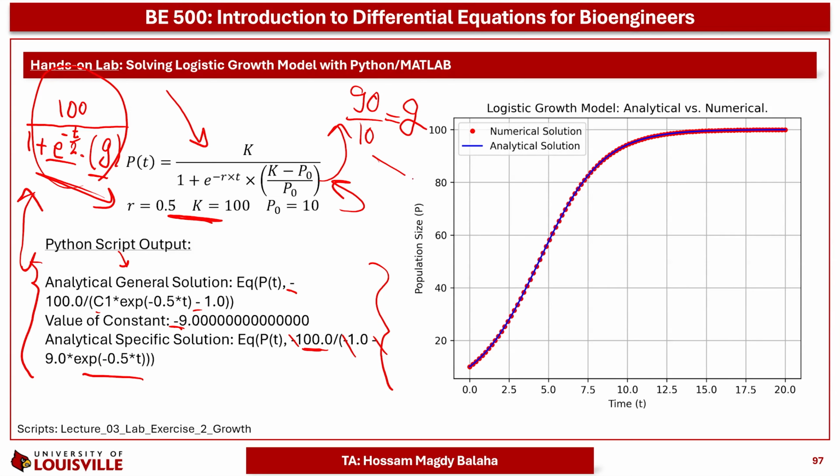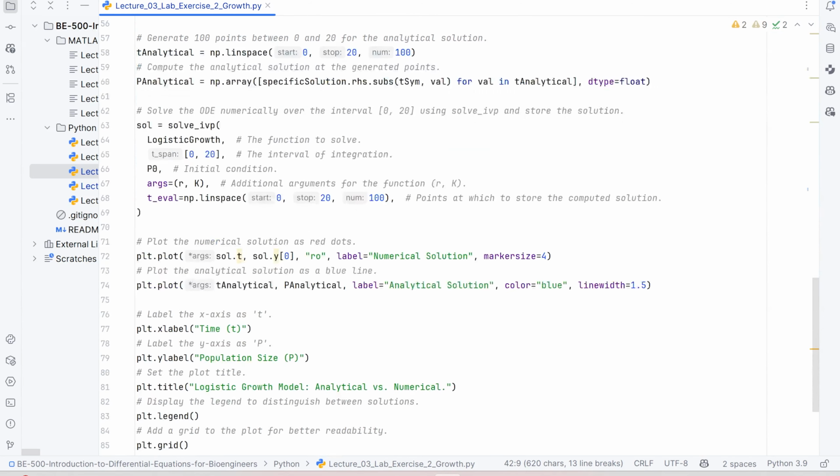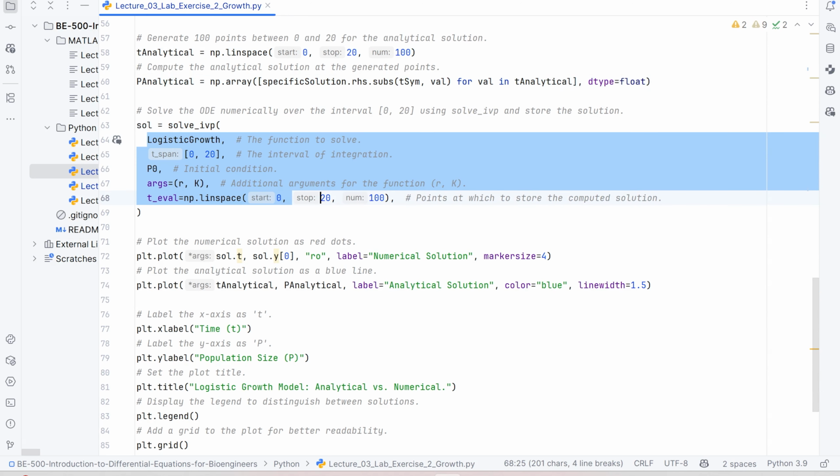Now we need to plot and gain this figure. Again, define the x-axis, substitute for each x point to get the y point, use solve initial value problem, and define the conditions.